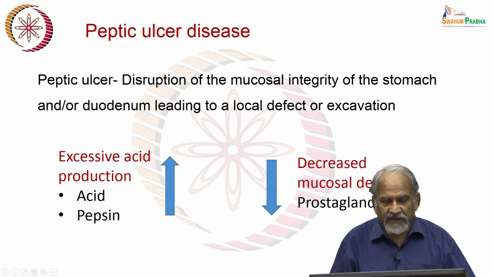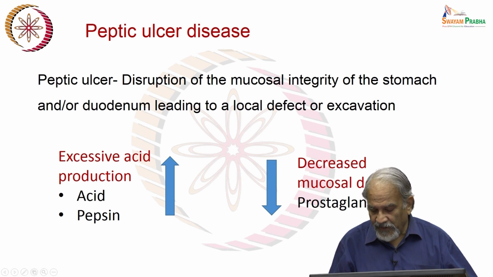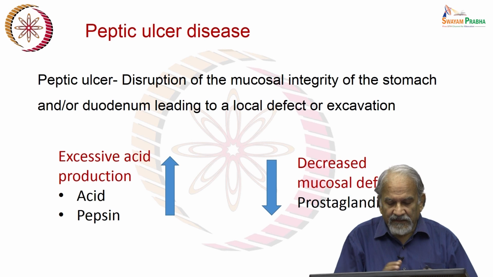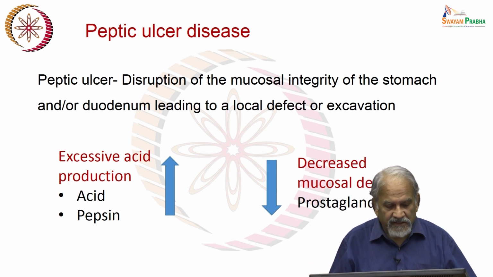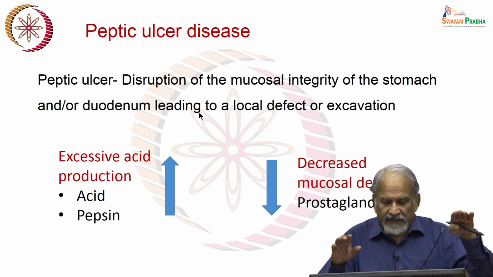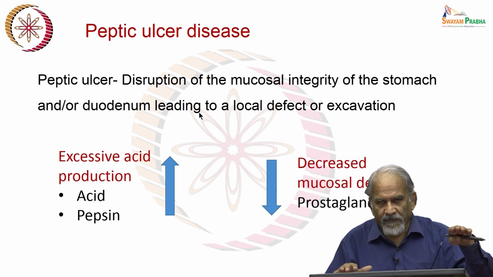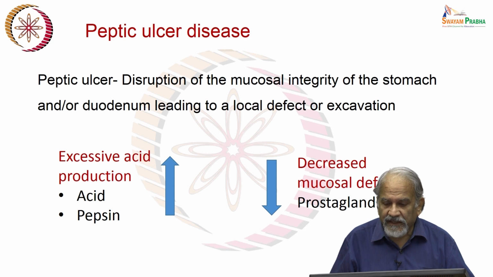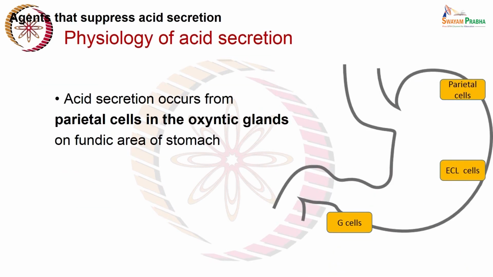What happens in peptic ulcer disease is that there is an imbalance between the excessive production of acid on one hand, and a decrease in mucosal defense. So, acid and pepsin production goes high, and the production of prostaglandin, which is a defense mechanism, goes low. This imbalance leads to an attack on the mucous membrane, and thereby there can be formation of an ulcer. You see here that this is the parietal cell, the oxyntic cell, which leads to the release of acid.